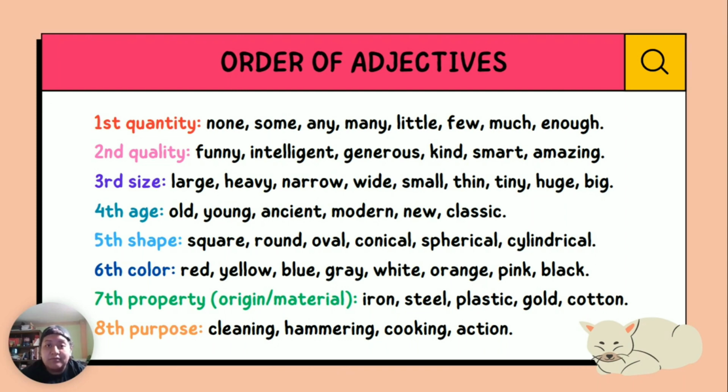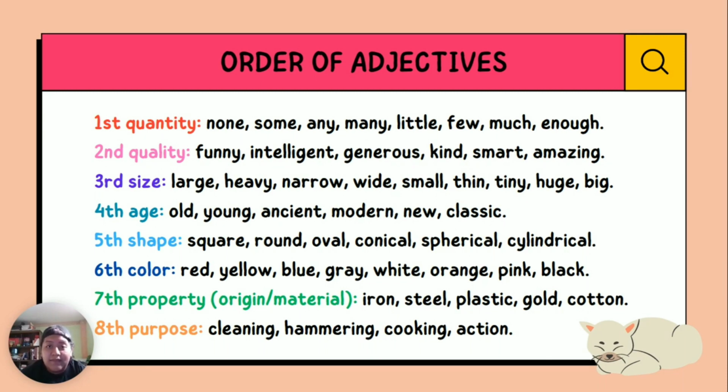The third category is the size. For example, large, heavy, narrow, wide, small, thin, tiny, huge, big, and more. The fourth category is the age. For example, old, young, ancient, modern, new, classic, and more.